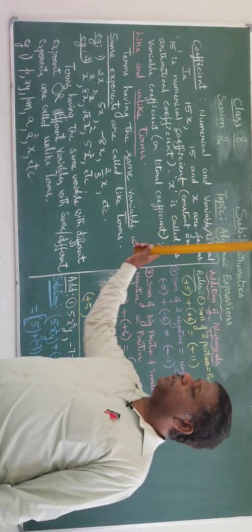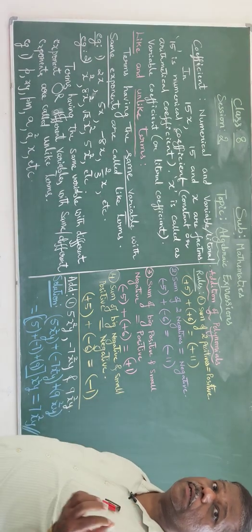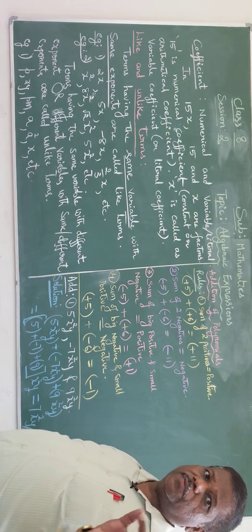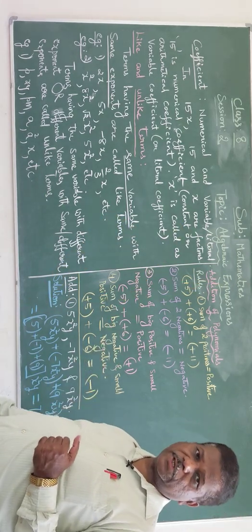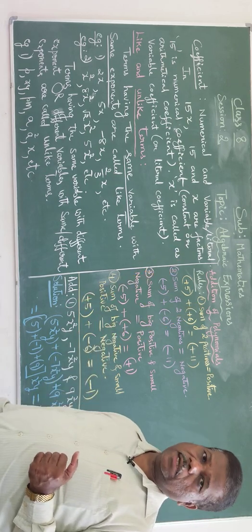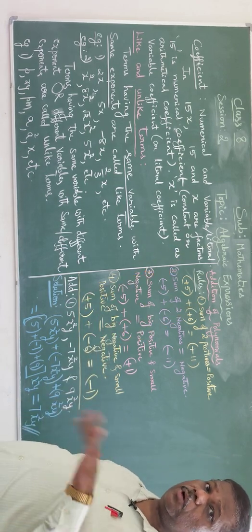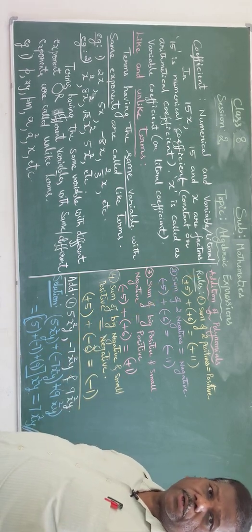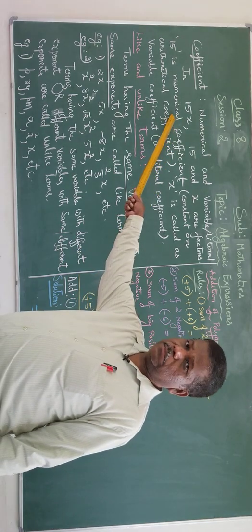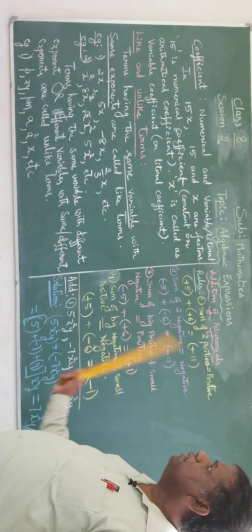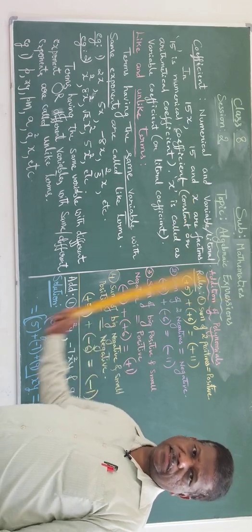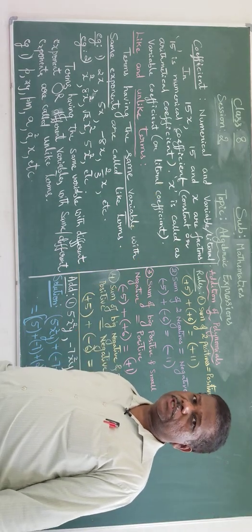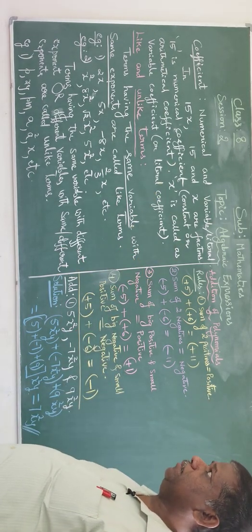Now as you can see, 15 is a number, so we can call it a number or a numerical coefficient. With two other different names we can call it: a constant coefficient, or an arithmetical coefficient. So we can call it by any one of these three names. Choose at your own convenience. As far as x is concerned, as it is a variable, it is called a variable coefficient, or it can be called a literal coefficient.